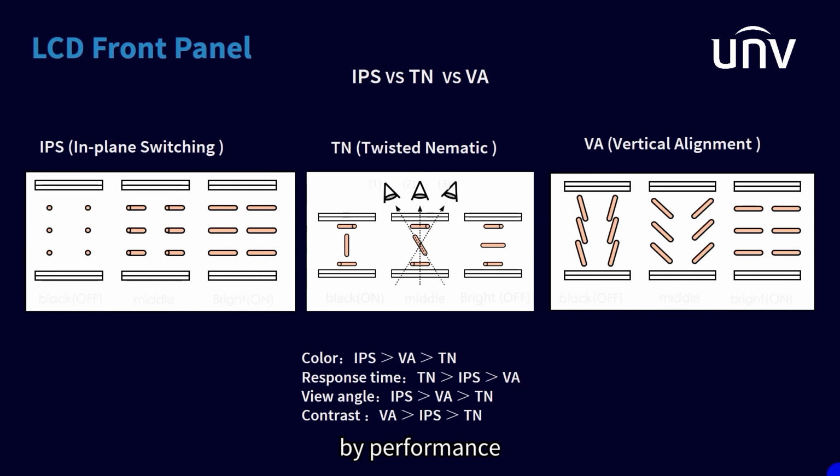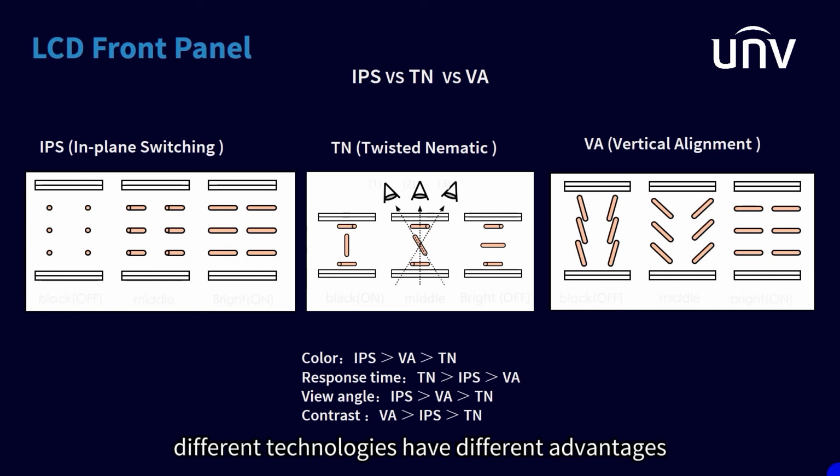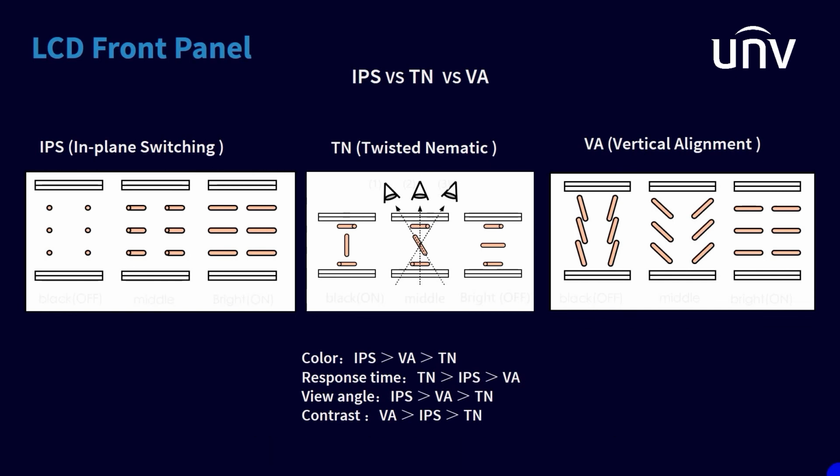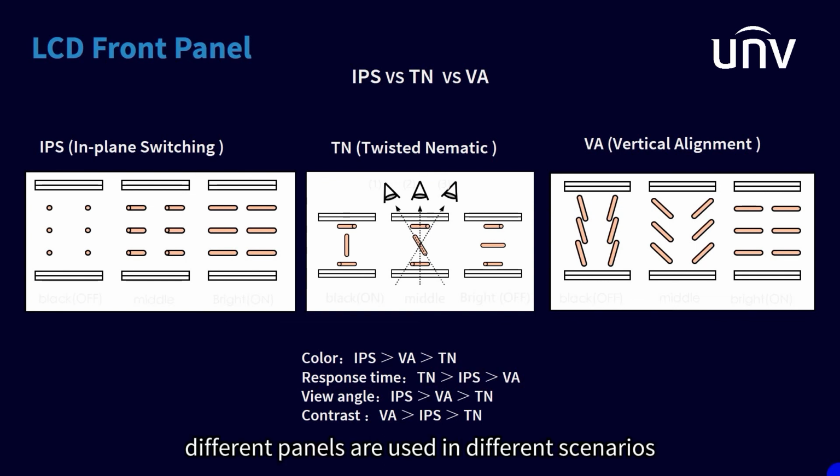By performance, you can see that different technologies have different advantages. In terms of color, IPS is better. Regarding the response time, TN is better. On the view angle side, IPS is better. When it comes to the contrast, VA is better. In general, different panels are used in different scenarios, depending on customers' requirements.